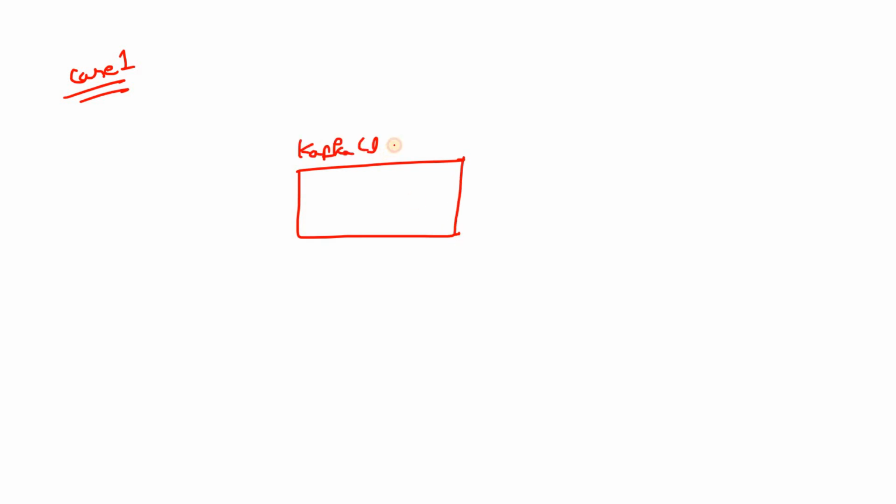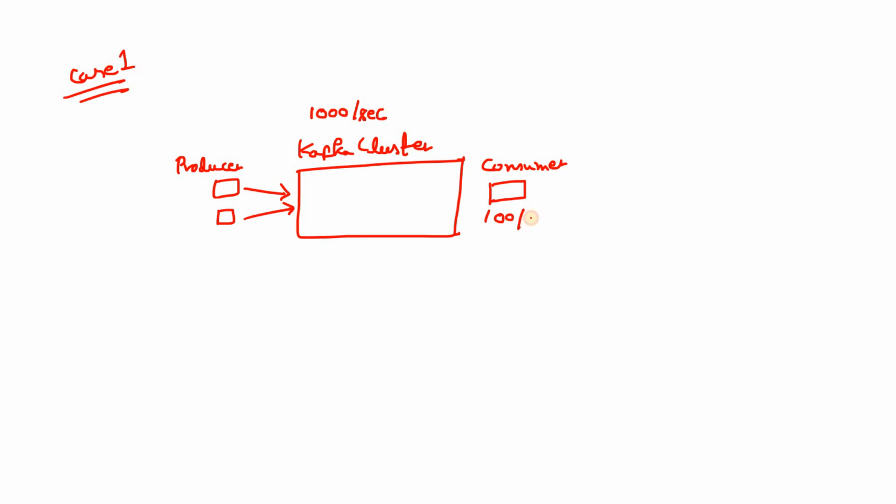So let's consider case 1. Suppose here we have our Kafka cluster. Here we have our consumer. Here different producers are producing messages and publishing to the Kafka topic. Now suppose in this particular business use case, the incoming message throughput is 1000 messages per second, and one single consumer can consume and process messages at a speed of 100 messages per second.